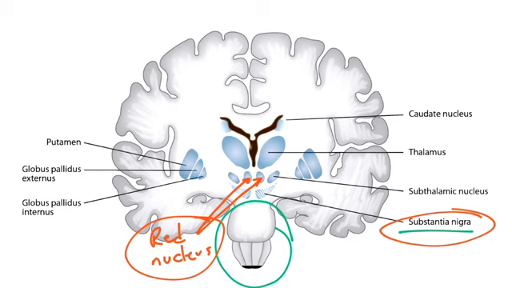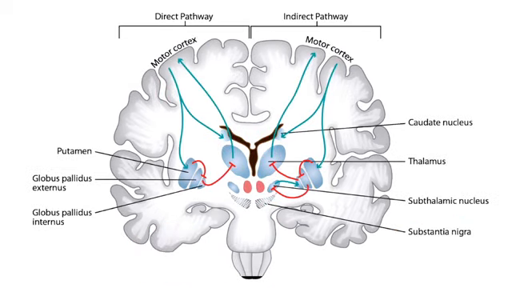So now that we have our landmarks, let's discuss the direct and indirect pathways of the basal ganglia. On the left, we've demonstrated the direct pathway, and on the right, we've demonstrated the indirect pathway. It's important to recognize that both the indirect and direct pathways are on both sides of the brain, but for simplicity in this lecture, we will illustrate the indirect and direct pathways separately on separate parts of the brain. So now let's first discuss the direct pathway.